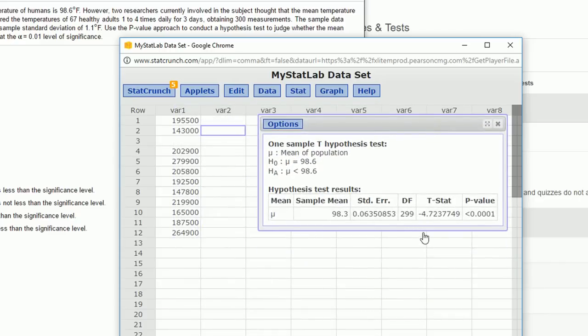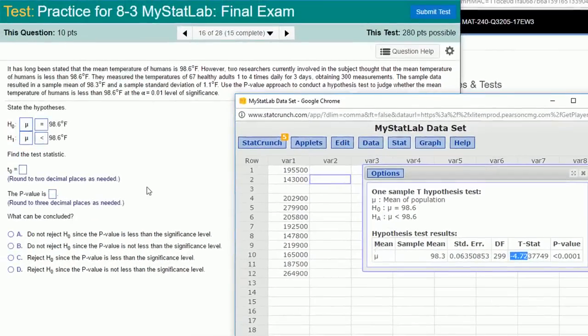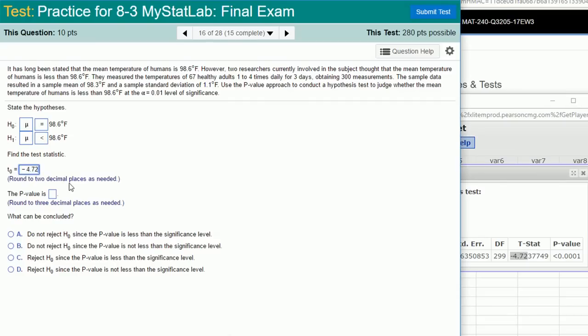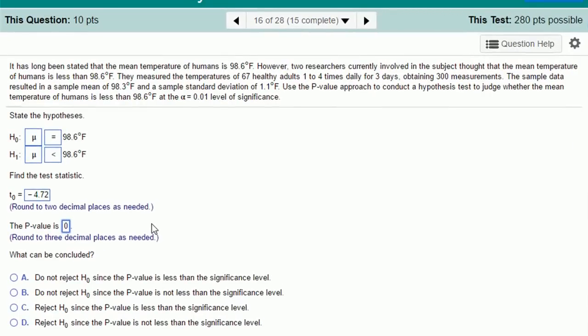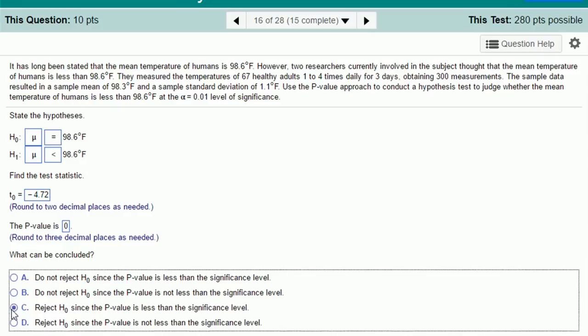I get a T stat of negative 4.72. That's what I'm going to copy over. That's very small. And the p-value rounded to 3 decimal places actually rounds to 0. So my p-value is essentially 0. What can be concluded? Reject the null hypothesis. If you ever get a p-value of 0, you reject that null hypothesis without giving it a second thought, since the p-value is less than the significance level. That sounds like a good conclusion.